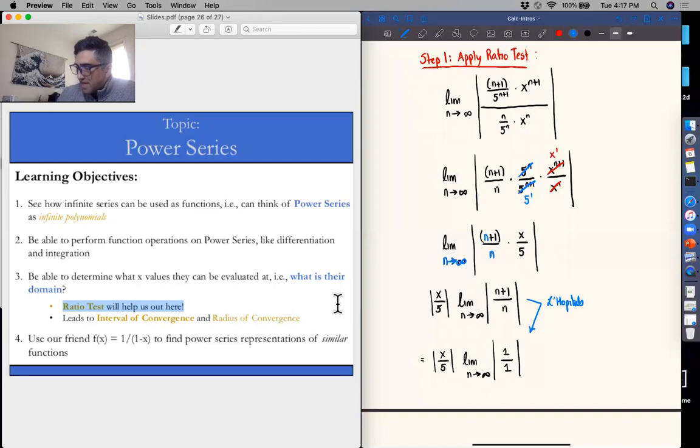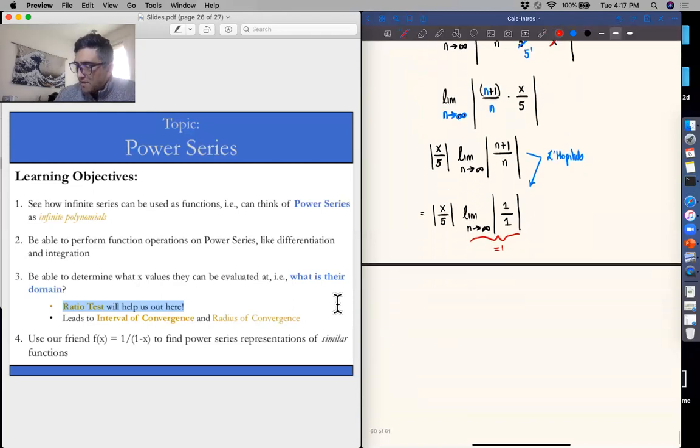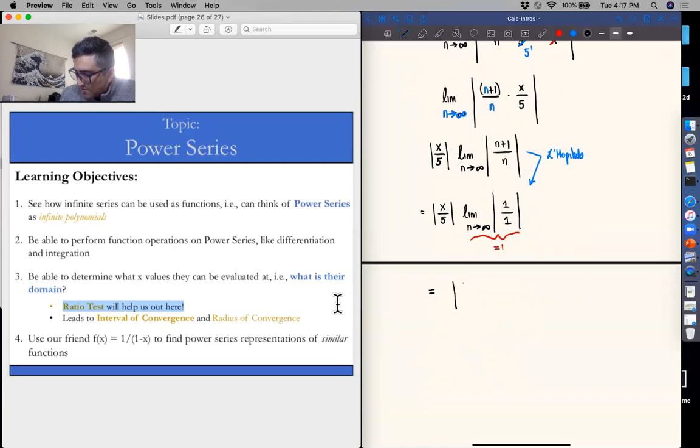So this whole limit is just equal to 1. So coming from ratio test, what we're left with is the absolute value of x over 5. And this is a weird thing compared to what we've seen before for ratio test. After we've completed the ratio test, taken that limit, we were just given a yes or no. Is this absolutely convergent? Is this divergent? Is this inconclusive because the limit's 1?